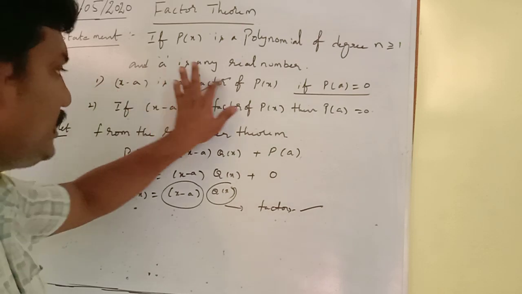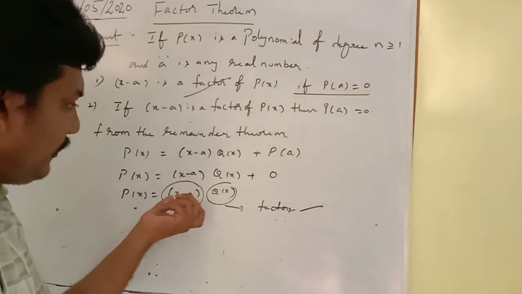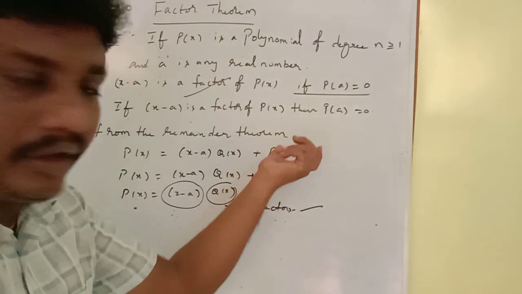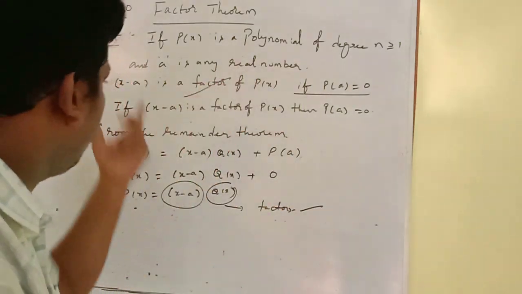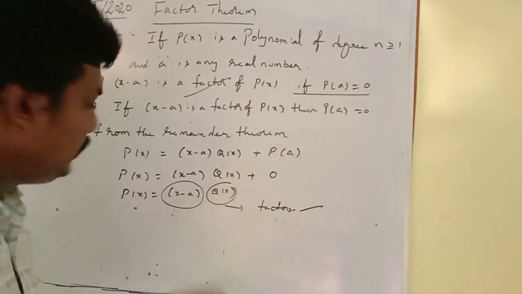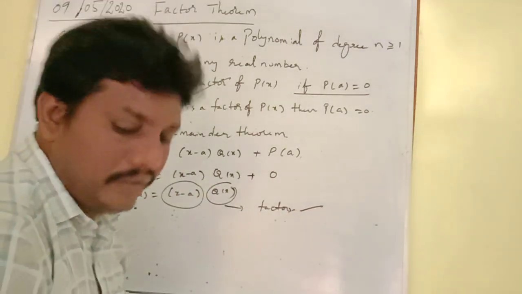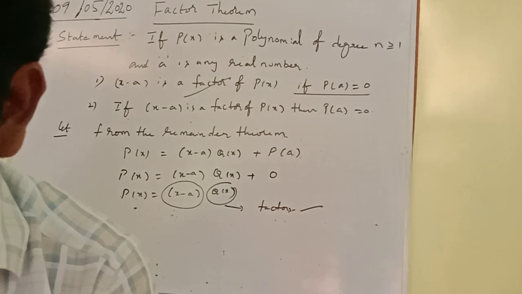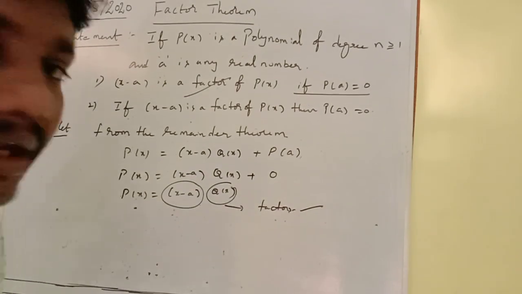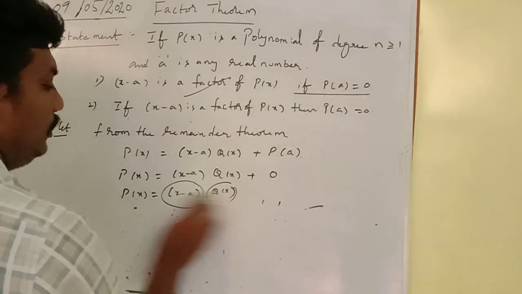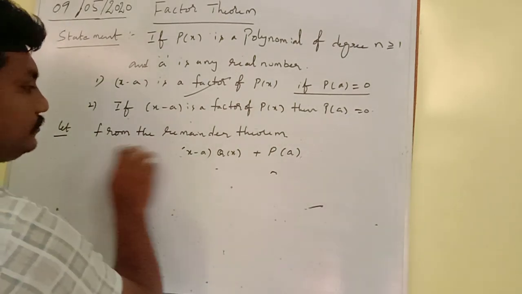Proved. x minus a is a factor. When p of a is 0, it automatically becomes that x minus a is a factor, because p of x is the product of x minus a and q of x. Now we are going to prove the second statement. The method is also the same.